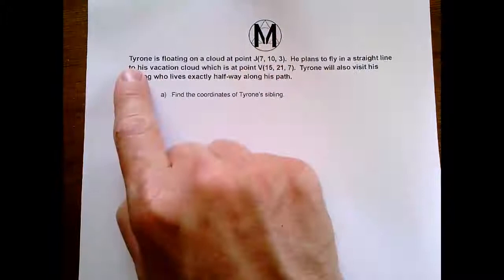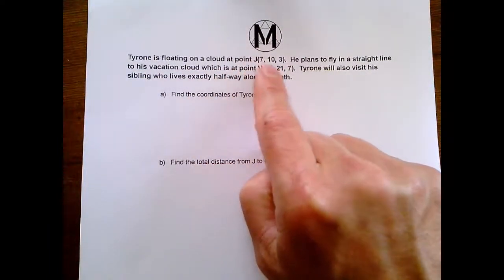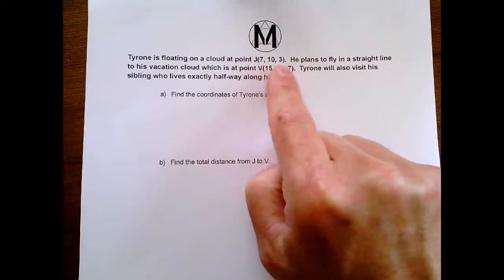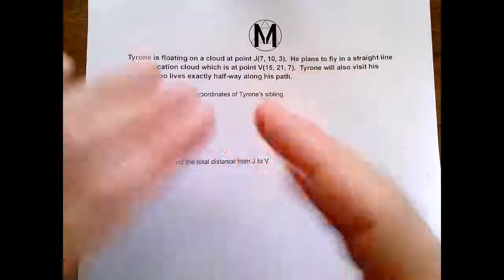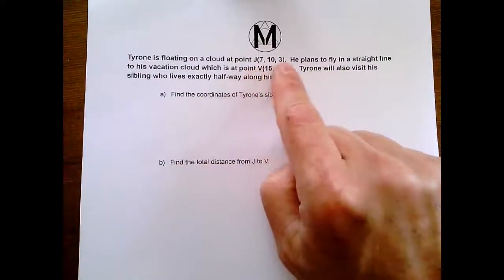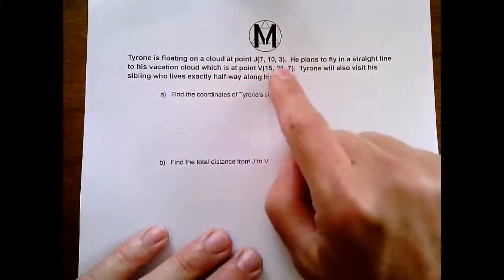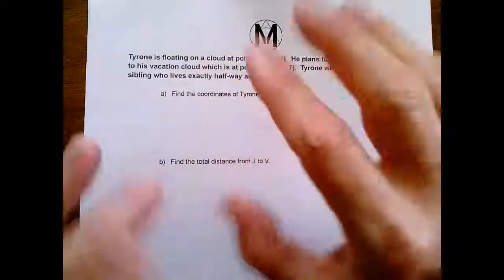It says here, Tyrone is floating on a cloud at point J, which is 7, 10, 3. Now, real quick, just to clarify, we're in a three-dimensional plane, so like a 2D coordinate plane, the x is 7, the y is 10, and then we call it the z. The z, that's like the up and down, that would be 3. Okay, so we're in a 3D realm.